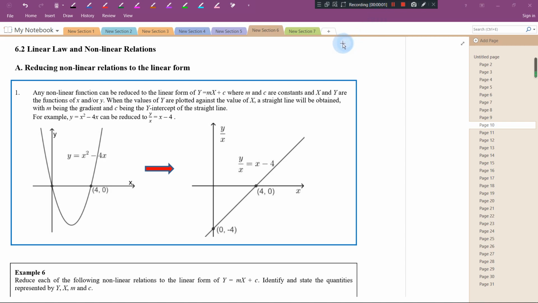Hi everybody, in this video let's learn about linear law. In this chapter we are going to learn how to reduce non-linear relations to the linear form. Okay, let's look at this one.